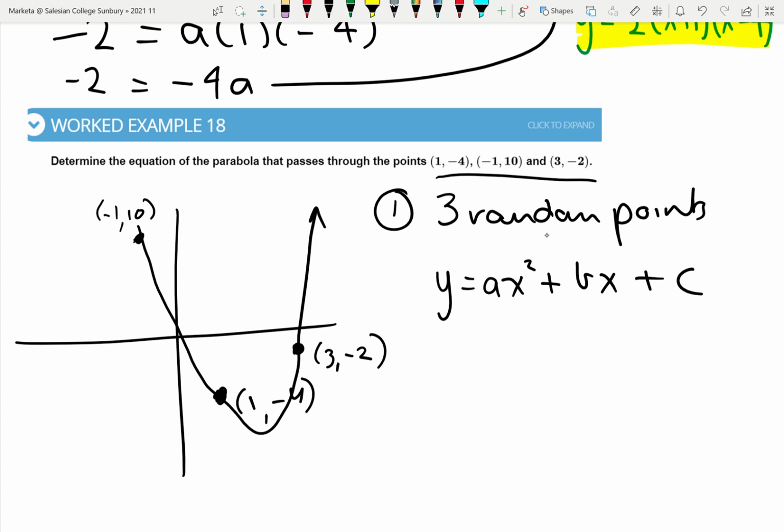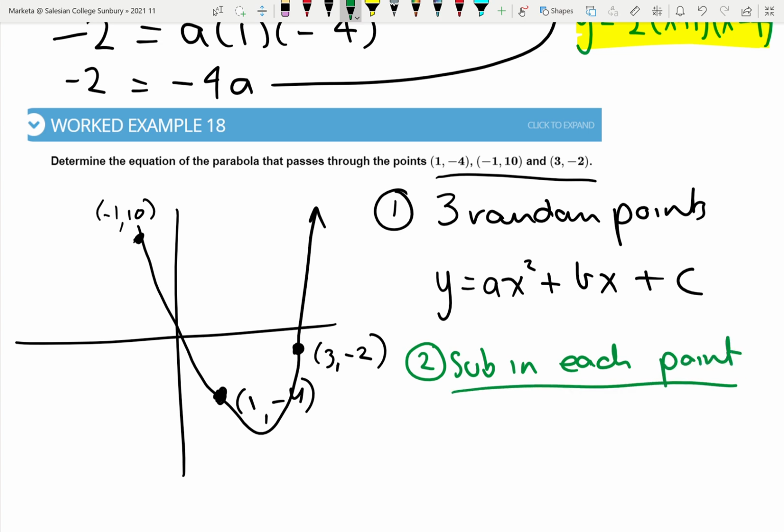the quadratic form here. So I'm going to sub in each point. Sub in each point. There's no obvious information in this case. So let's do this one. So y is -4 equals a, x is 1.